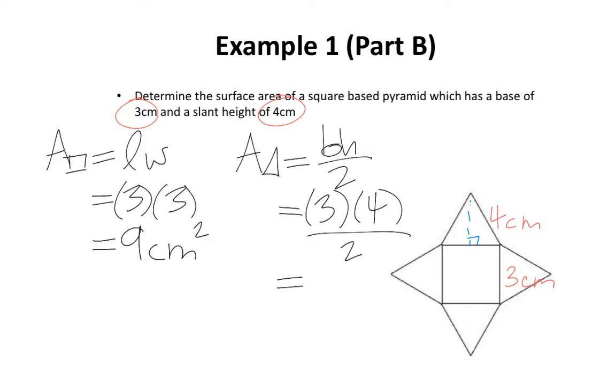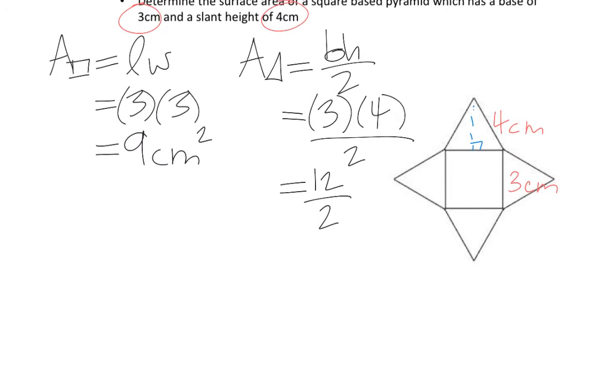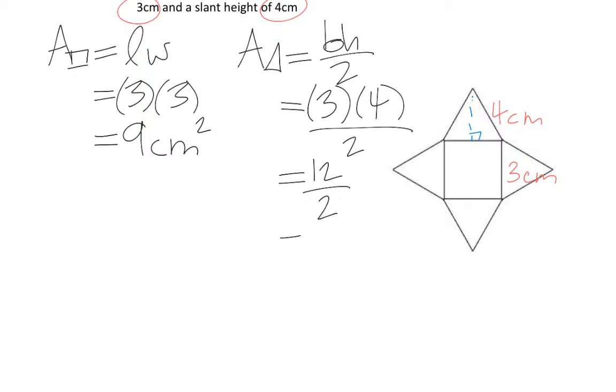So we're going to look at the numerator first. 3 multiplied by 4 is 12. So then you have 12 divided by 2. And 12 divided by 2 is 6 centimeters. And because we're working with area, it's going to be 6 centimeters squared.